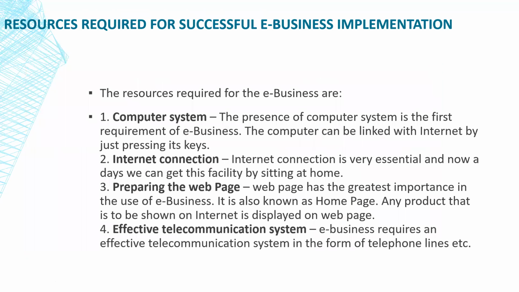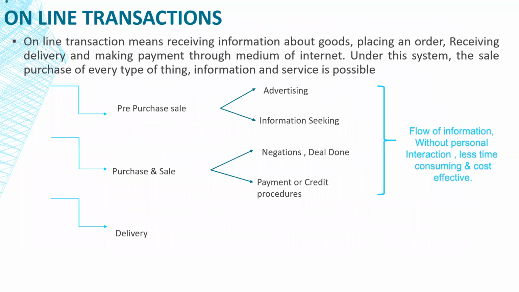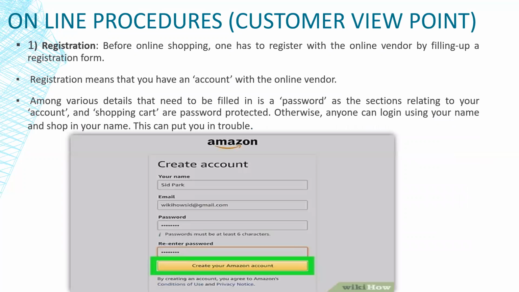So, what do you require for e-business? You require a computer system, you require an internet connection, you require a prepared web page, and you require an effective telecommunication system. Now, online transactions, you need to understand, are a flow of information. For pre-purchase, through advertising and information seekers. For purchase and sales, through negotiations and deals done. And payment of credit also is done through these. In 2 stages, it's completely a flow of information. The time of delivery, yes, you know that it cannot be done through the online thing.